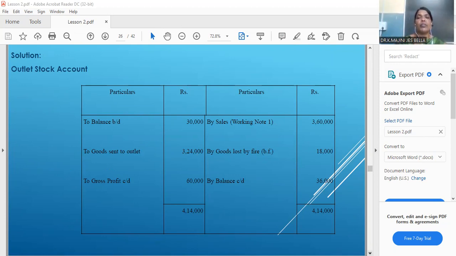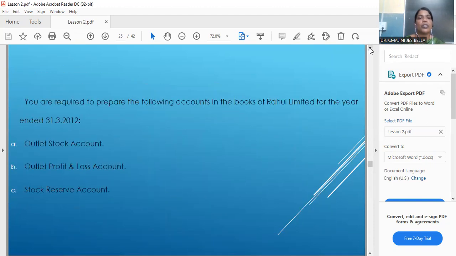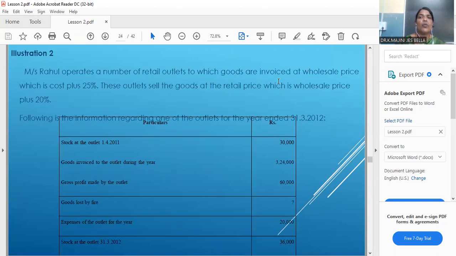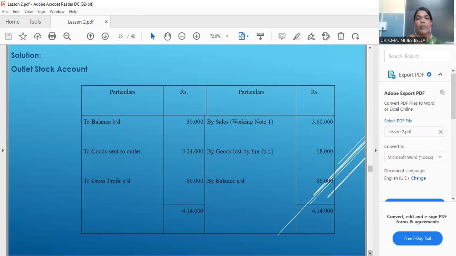For that sales amount, I have given the working notes for calculation of sales. Wholesale price, okay, 100 plus 25. That is what they have given in the question. See the question. Wholesale price, which is cost plus 25%. These outlets sell the goods at the retail price, which is wholesale price plus 20%. Okay. See here, for the workings.